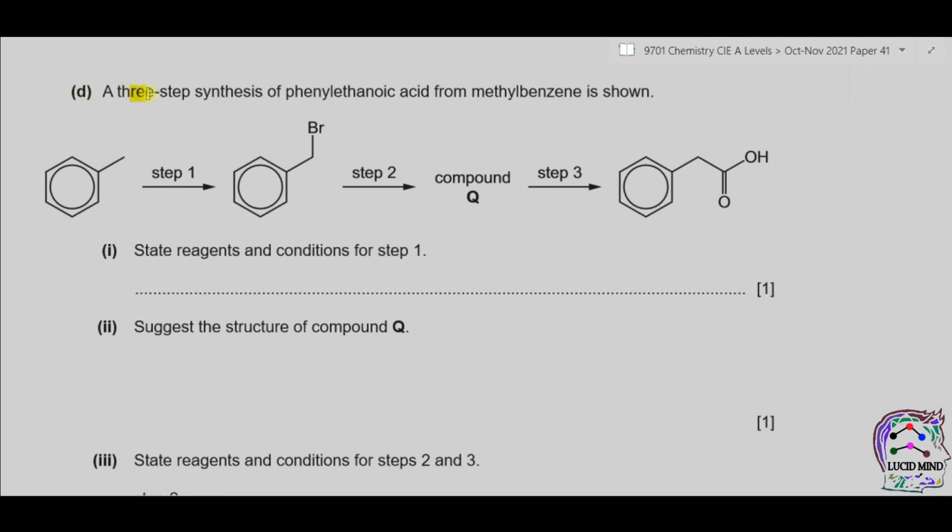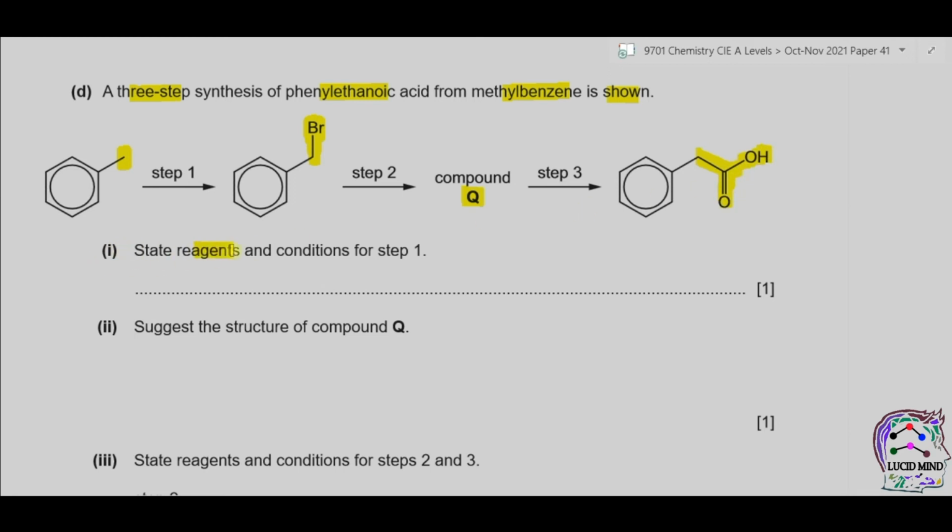For D, a 3-step synthesis of phenyl ethanoic acid from methylbenzene is shown. This is step 1, this is step 2, and compound Q is formed, and then this is step 3 and carboxylic acid is formed. In step 1, we can see that CH3 has converted into CH2Br. And in step 2, compound Q is formed, which is then converted into carboxylic acid.